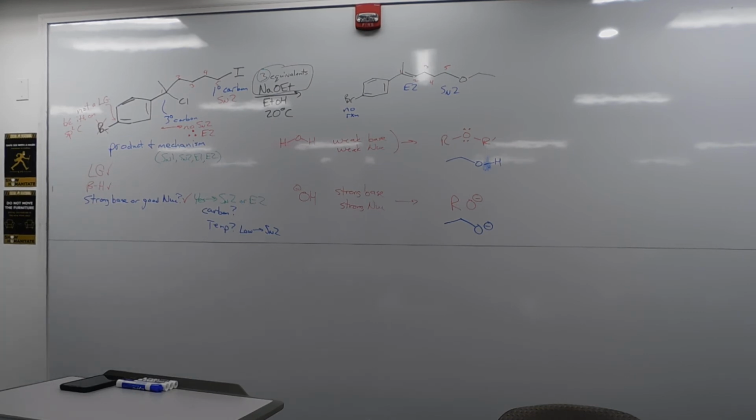And now, you were asking about drawing the mechanism. There are 2 distinct steps. This is not going to happen at the same time. For the E2 and the SN2 to happen at exactly the same time, this molecule would have to collide with 2 other ethoxides in exactly the right orientation. And that's just way too improbable. It's not impossible, but it's not very likely. Collisions between 2 molecules happen all the time. Collisions between 3 are pretty rare.